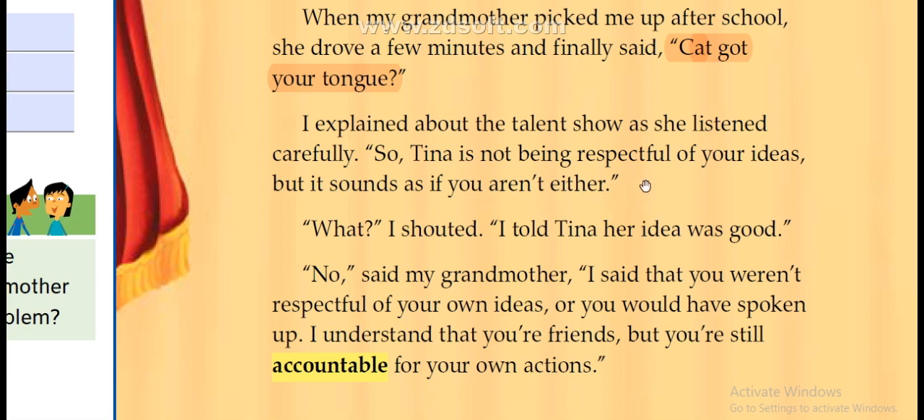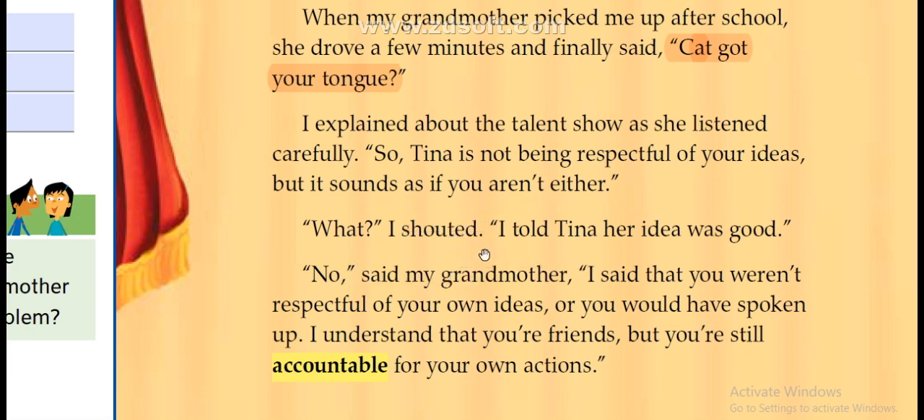Why is she not respecting them? Because she didn't accept Mora's ideas. She doesn't want to do as Mora said. She only wants to do the thing that she wants to do, to dance and sing. And she didn't care about Mora's ideas. Did she care about Mora's ideas? No, she didn't. And not just that. Also, she told her that Mora herself is not respecting her own ideas.